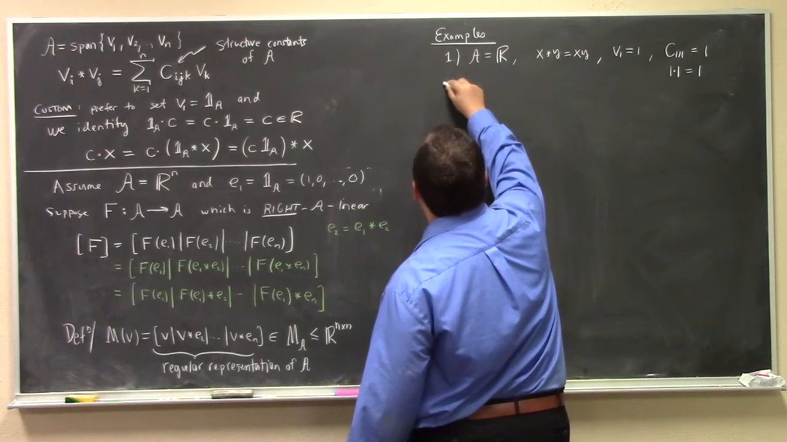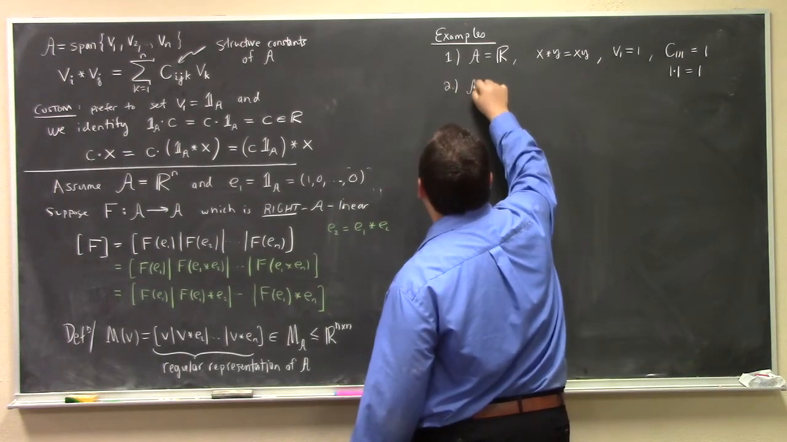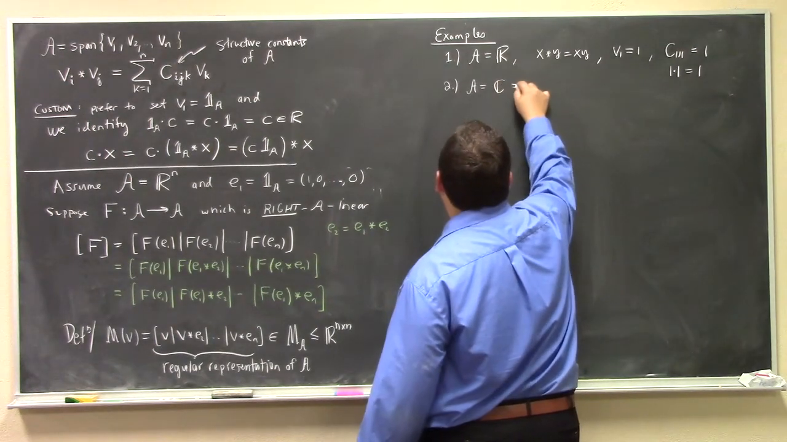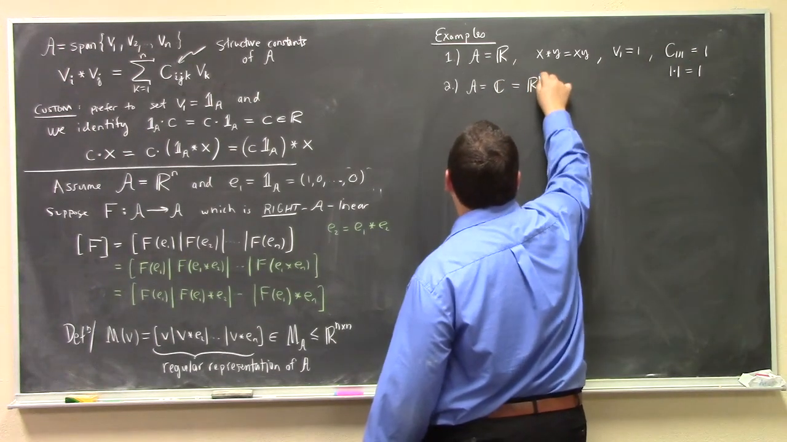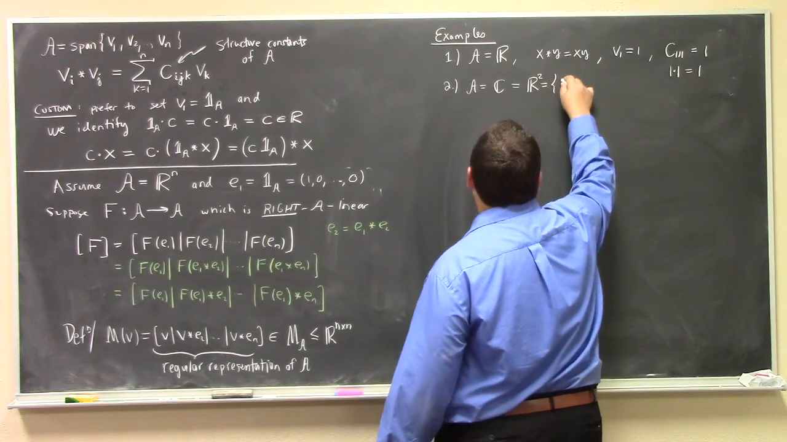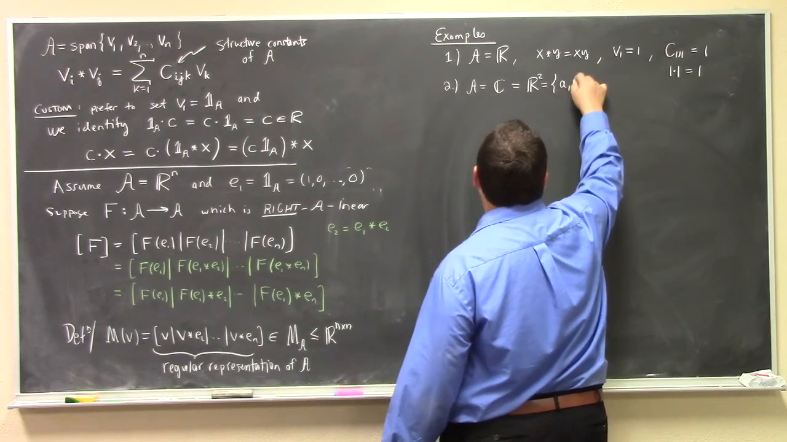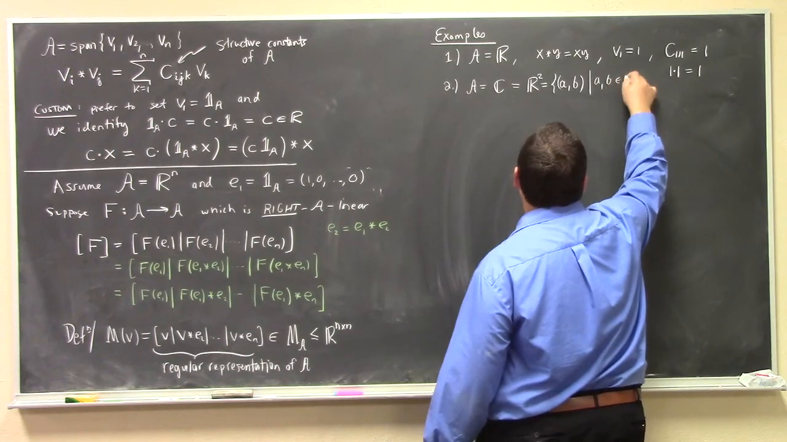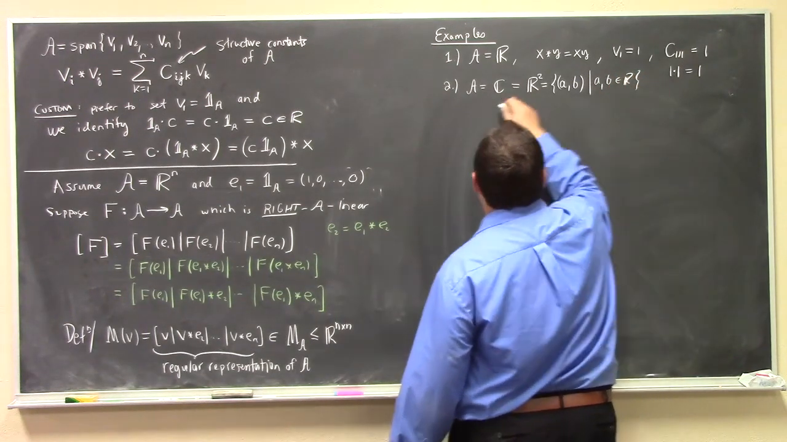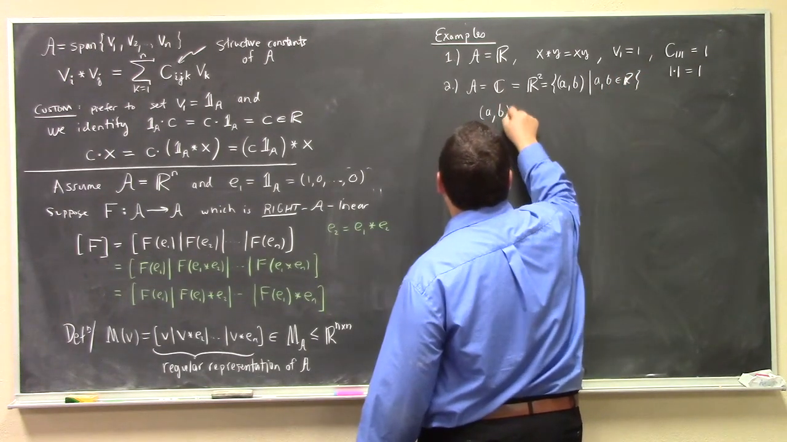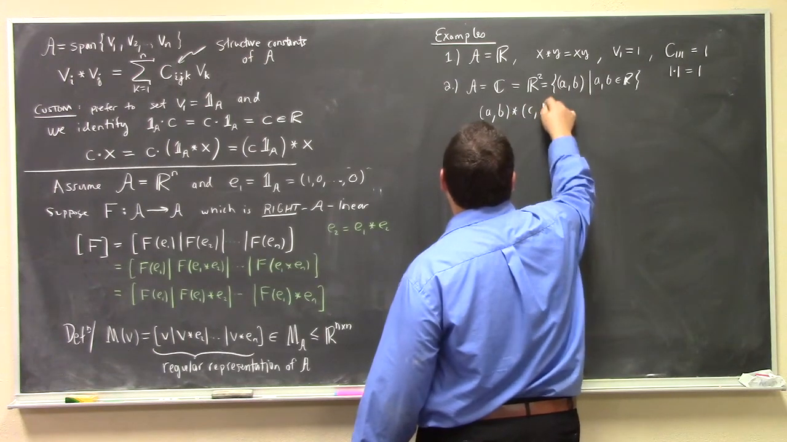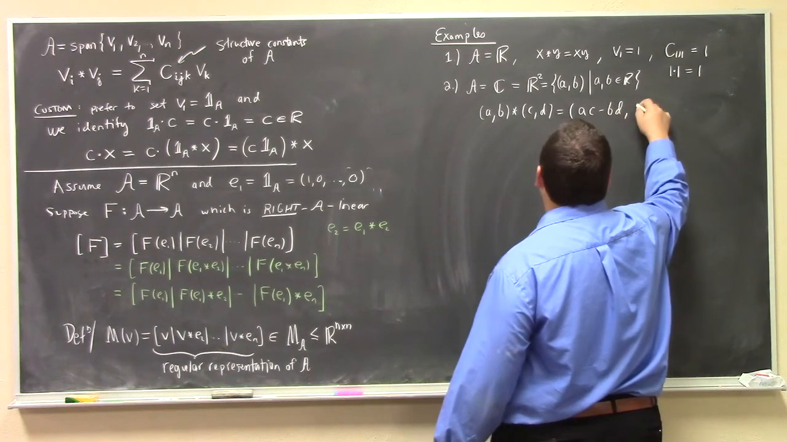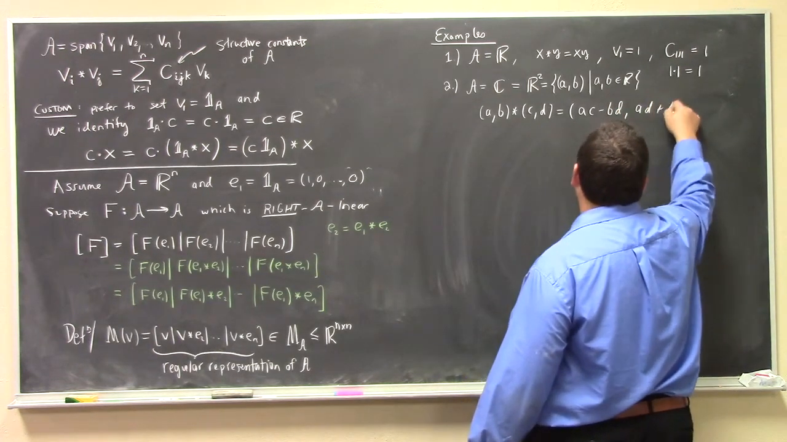All right, number 2. A equal to the complex numbers. And I'll think of the complex numbers as R2 for the moment, in the sense that it's (a, b) such that a and b are reals, right? And (a, b) star (c, d) is (ac minus bd, ad plus bc).